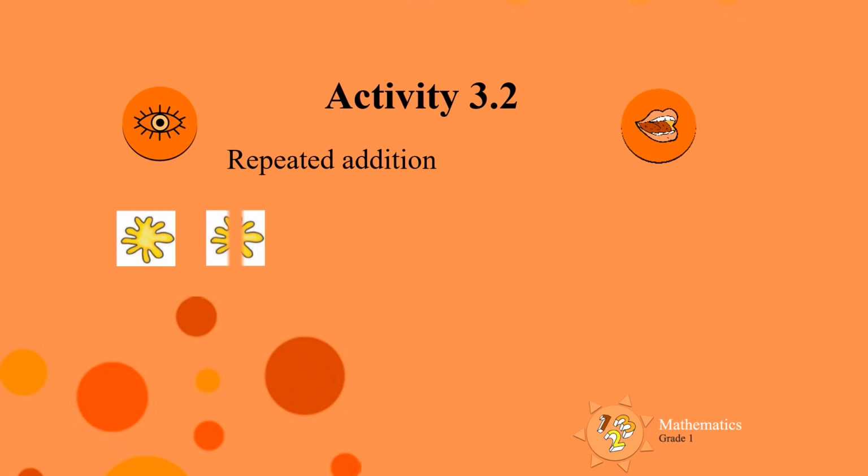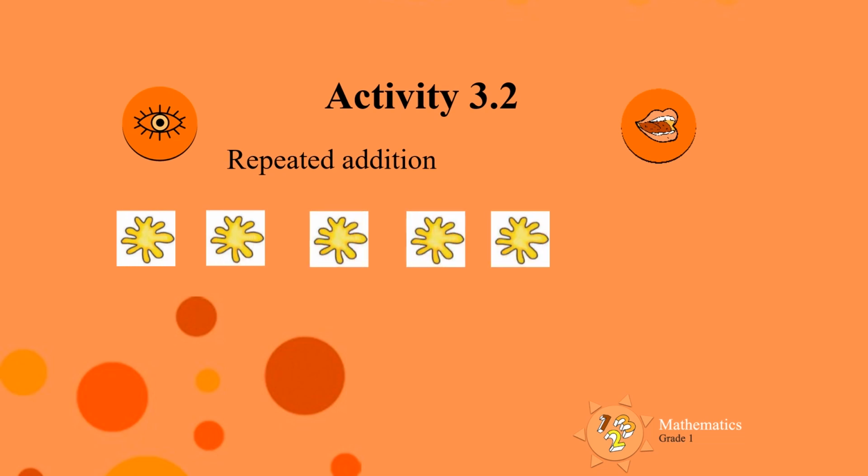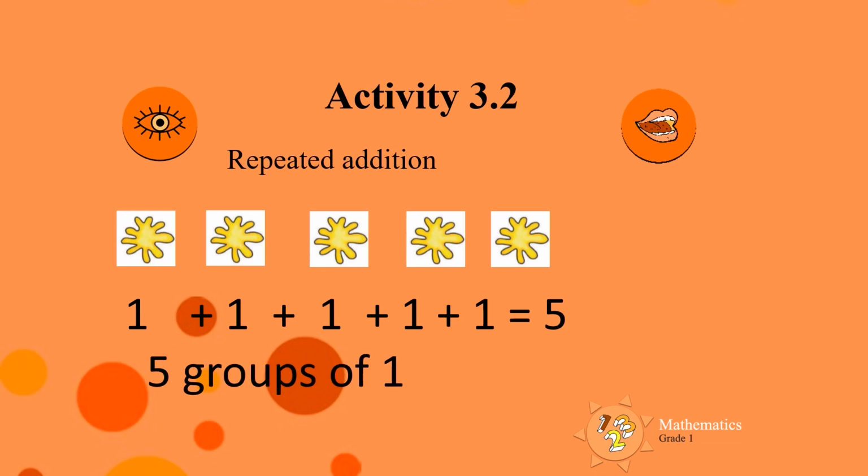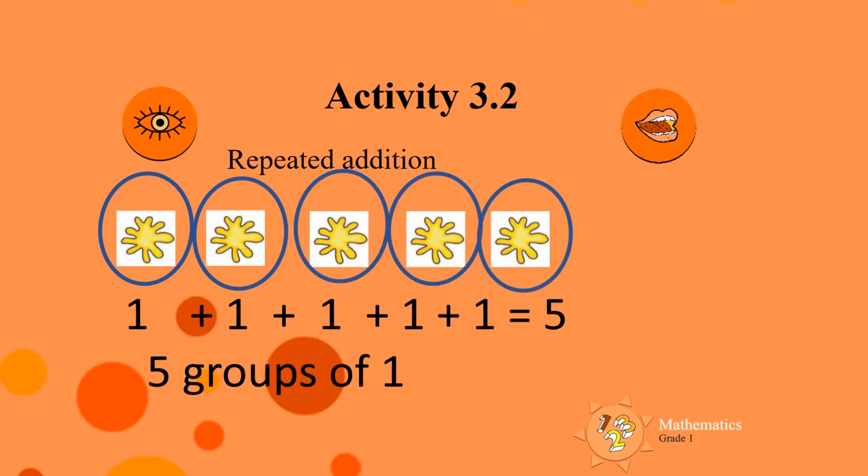Let's look at one more. Okay. We've got 1 plus 1 plus 1 plus 1 plus 1. And the sum is 5 groups of 1. So if your teacher says she wants 5 groups of 1, that 5 group means 5 little circles. And inside each circle there must be 1. Watch. 2, 3, 4, 5. There's your 5 groups of 1.